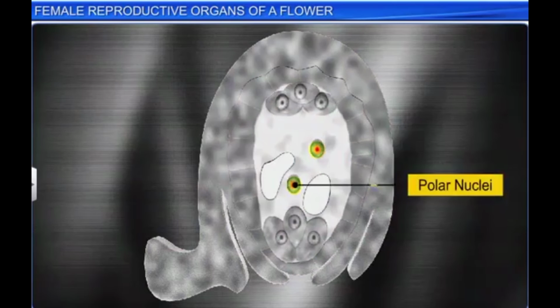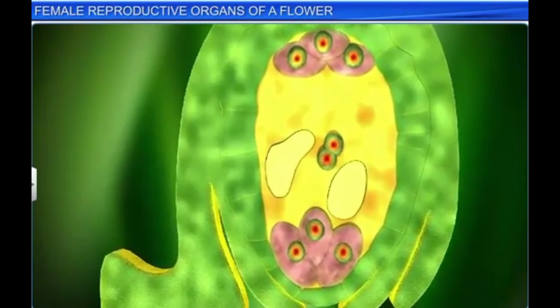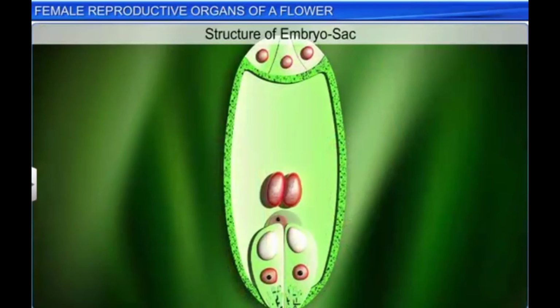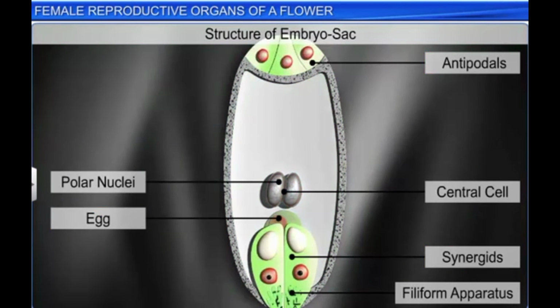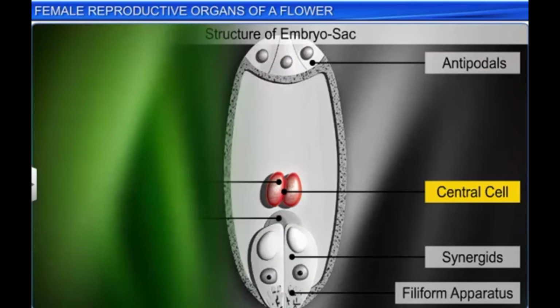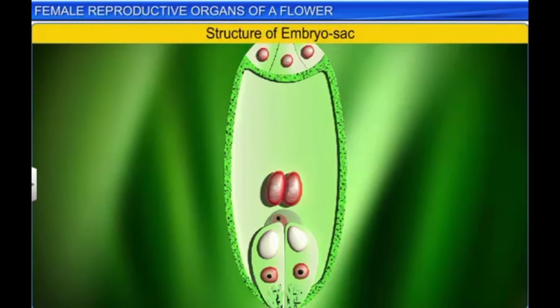The 2 remaining nuclei, called polar nuclei, migrate to the center of the embryo sac. Thus, we find the embryo sac to be in 7-celled and 8-nucleate stage with 6 cells at the poles and a large central cell with 2 nuclei in the center. Meanwhile, the 6 cells organize to form the typical structure of the embryo sac, which is now ready for fertilization.